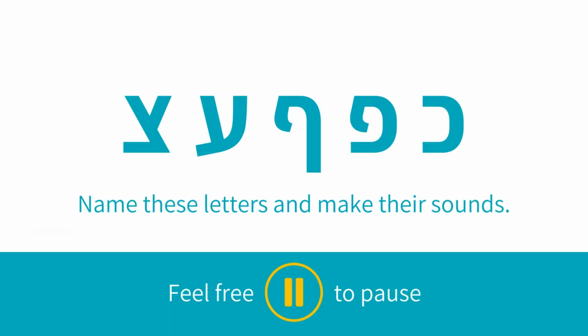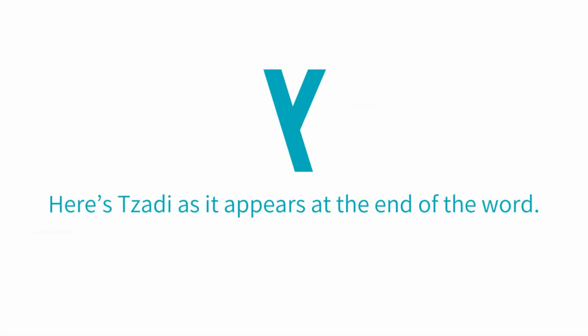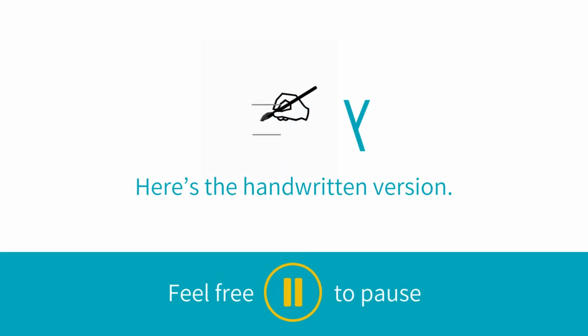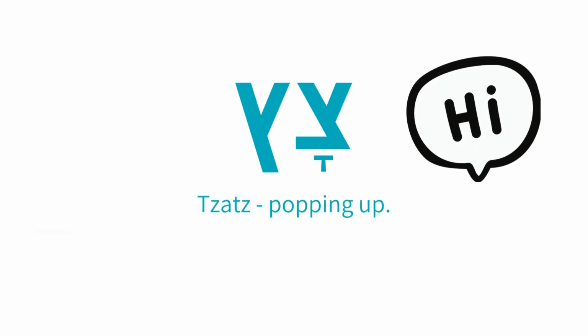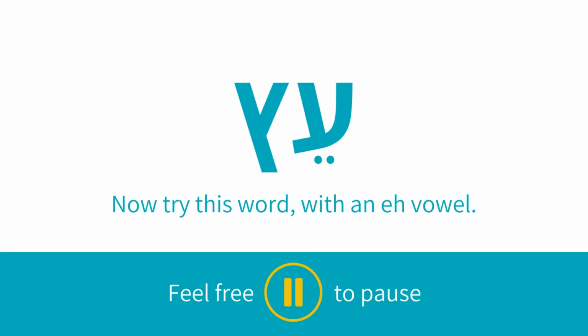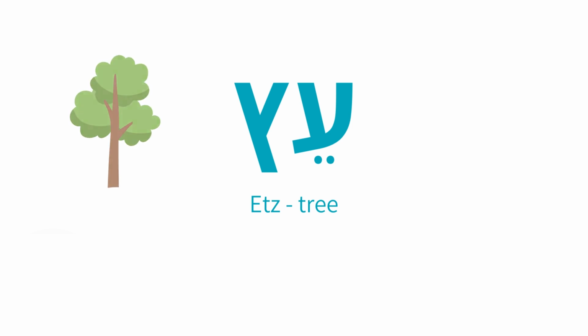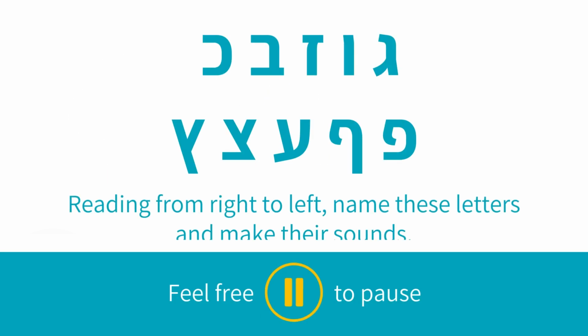Name these letters and make their sounds. Here's tzadi as it appears at the end of a word. Here's the handwritten version. Try reading this word. Tzatz, popping up. Now try this word with an e vowel. It's etz, tree. Reading from right to left, name these letters and make their sounds.